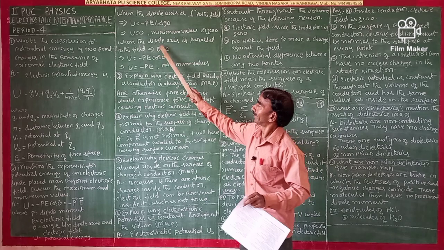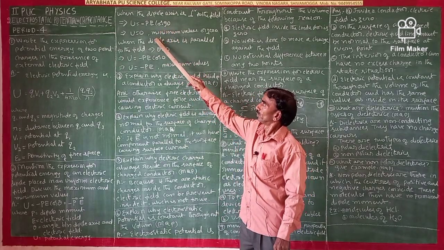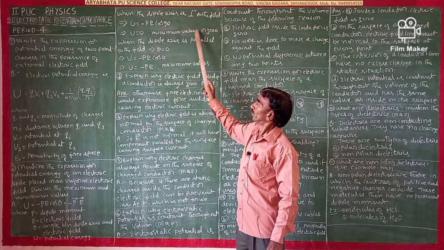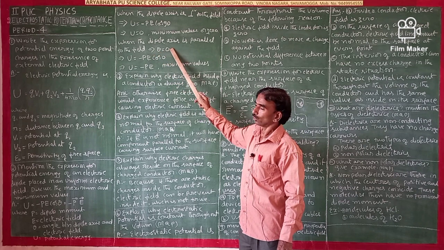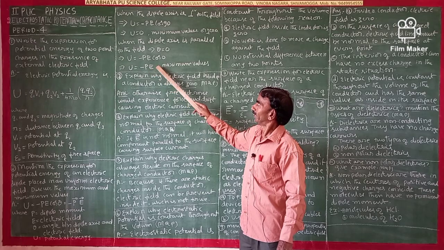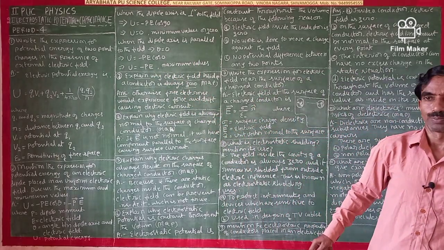So totally you have to write here, for the energy U equals minus PE cos theta, when theta is equal to 90 degrees, U is equal to 0, the minimum value. When the dipole axis is parallel to the field, theta is equal to 0 and U is equal to minus PE cos theta, which is equal to minus PE. That is the maximum value that you have to write down. So this is the expression.